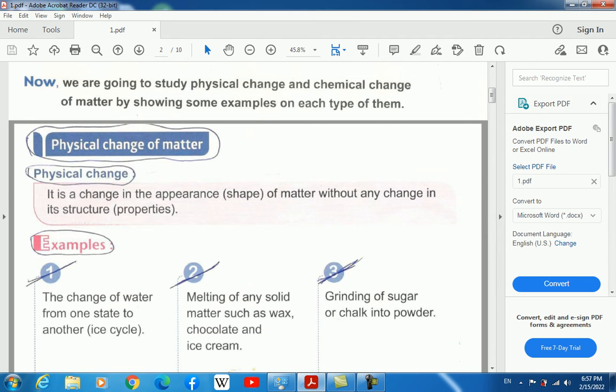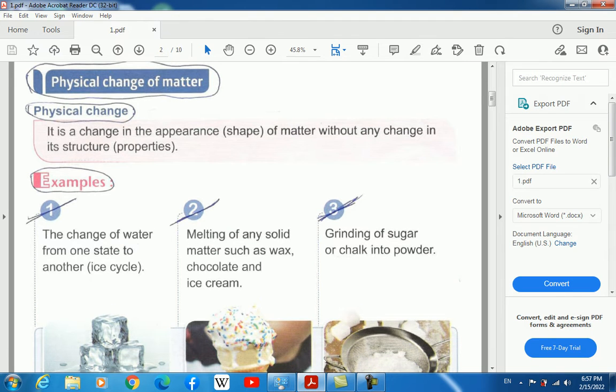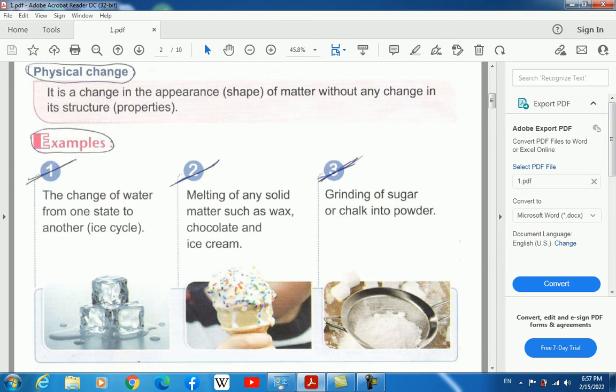So now we are going to study physical change and chemical change of matter by showing some examples of each type of them. We'll start with the physical change of matter. So what is the physical change? Physical change is a change in the appearance or the shape of matter without any change in its structure or the properties of the matter itself.